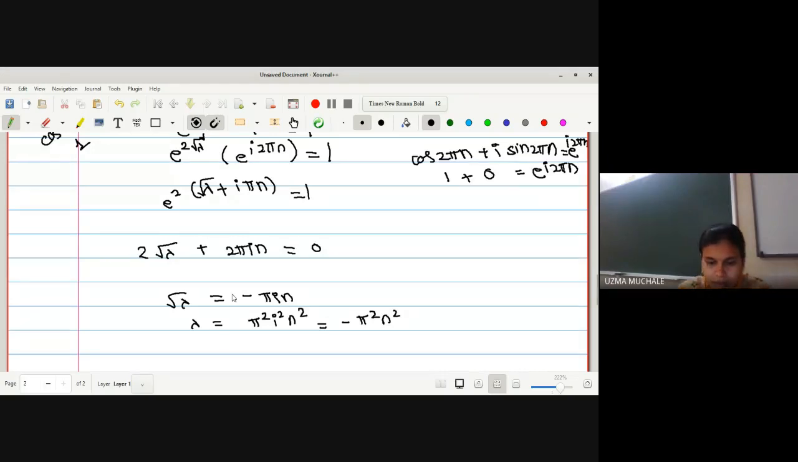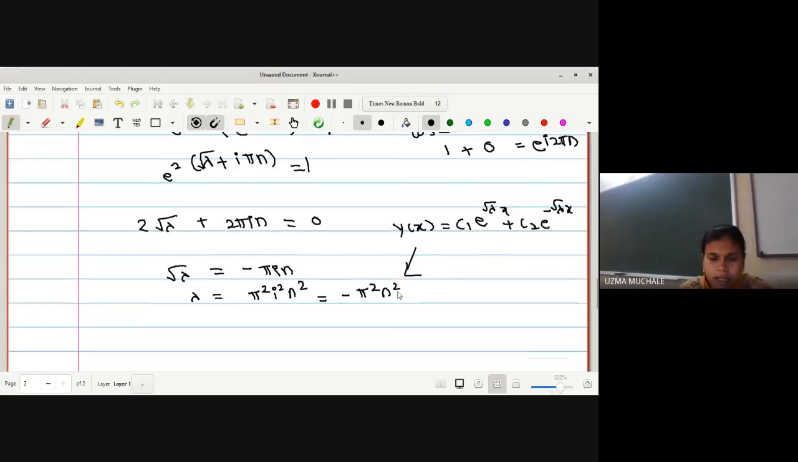The Roman one I have written. Okay. Let me write down what is the solution. y of x is c1 e raised to root lambda x plus c2 e raised to minus of root lambda x. So now we have to put the value of lambda as minus pi square n square. Or you can put the value of root lambda as minus pi i n.